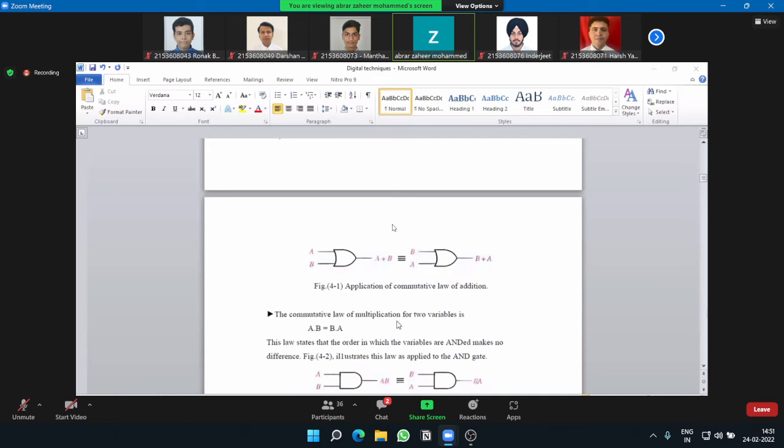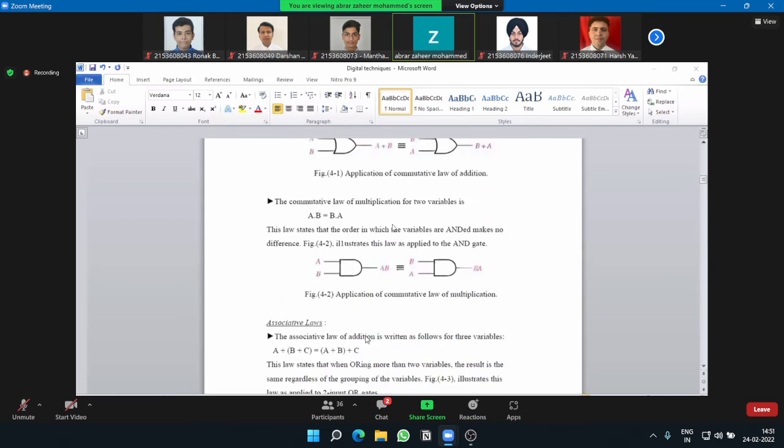Commutative law for multiplication is what? A dot B is equal to B dot A. So in this, the order in which the variables are ANDed makes no difference. First, we can use A and B as the input, the output will be AB. Then we can use B and A as input, the output will be BA. So they are equivalent: A dot B is equal to B dot A.